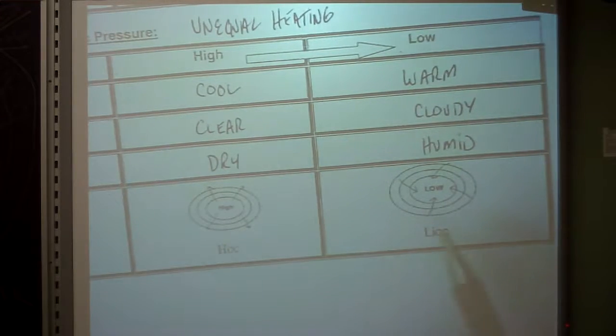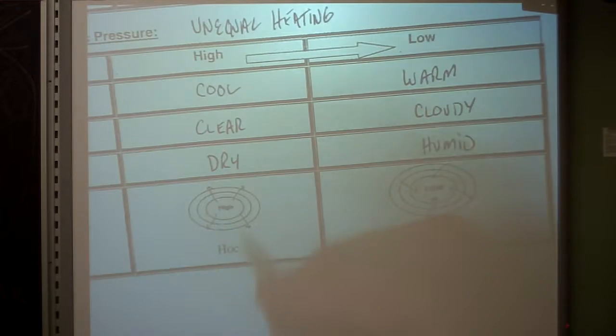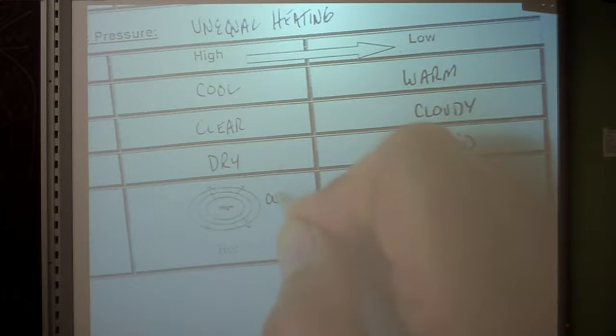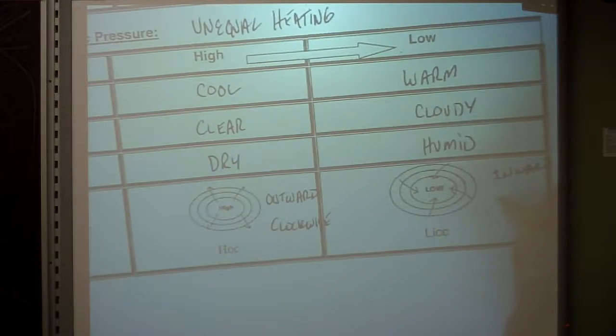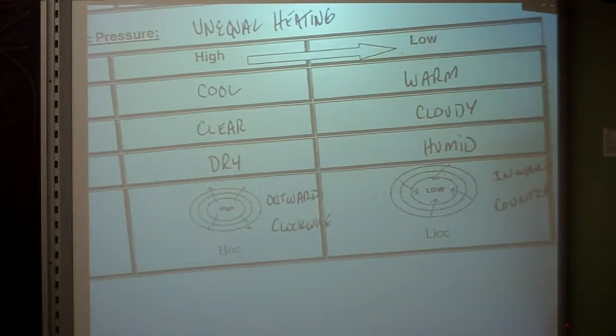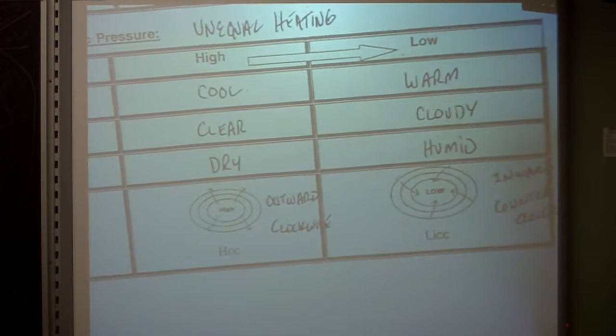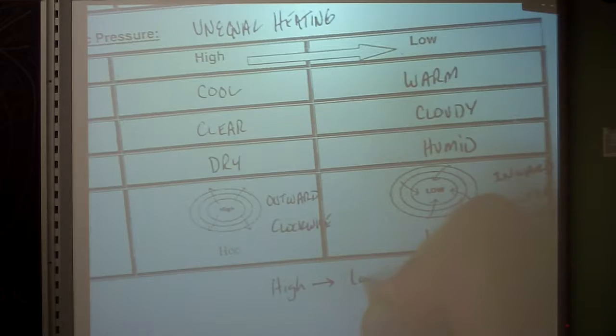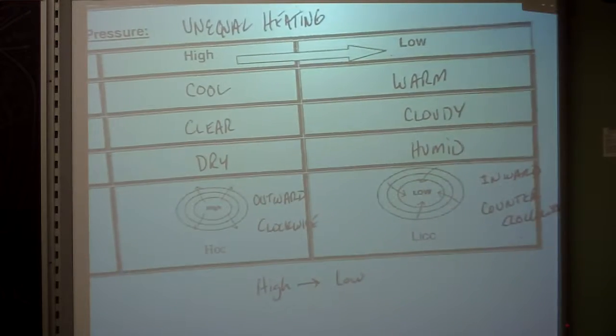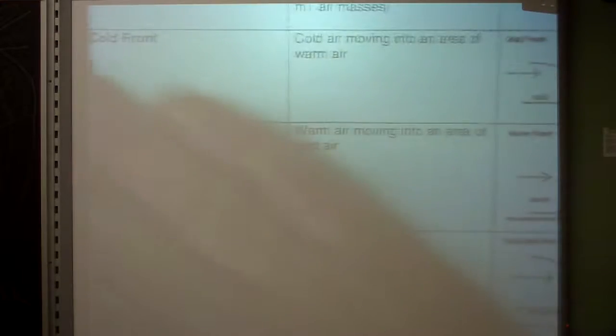Okay? So the direction of the air around the pressure systems is different. Around a high, it's outward and clockwise. And a low is inward and counterclockwise. And wind always goes from the high to the low. Okay, let's move to the next page.